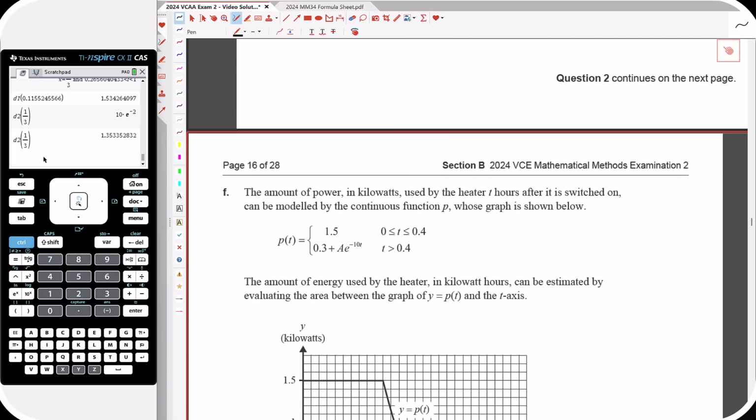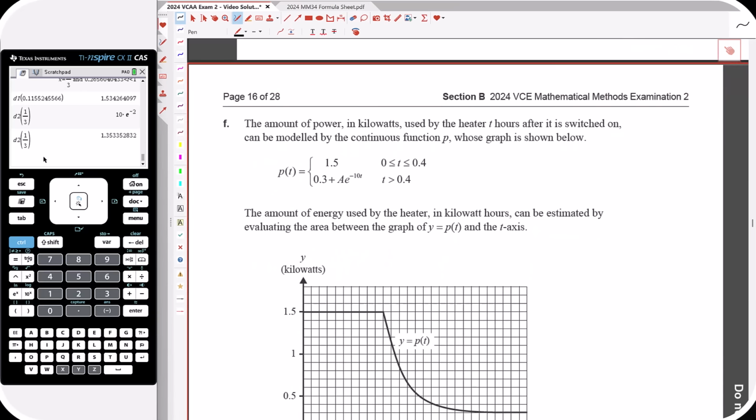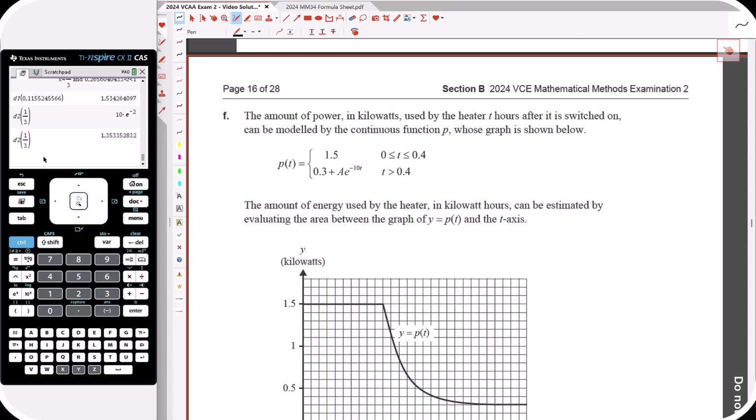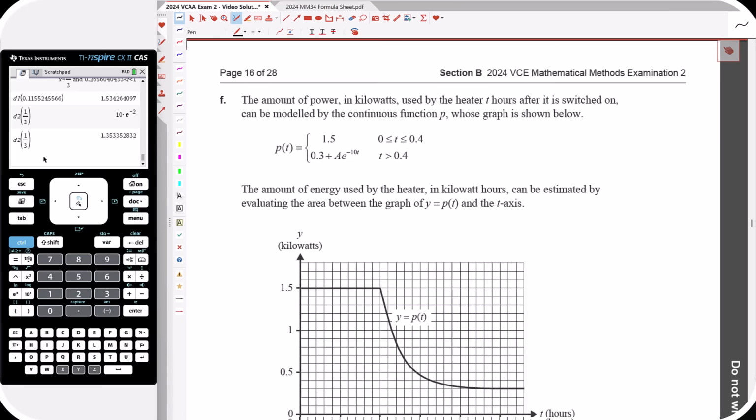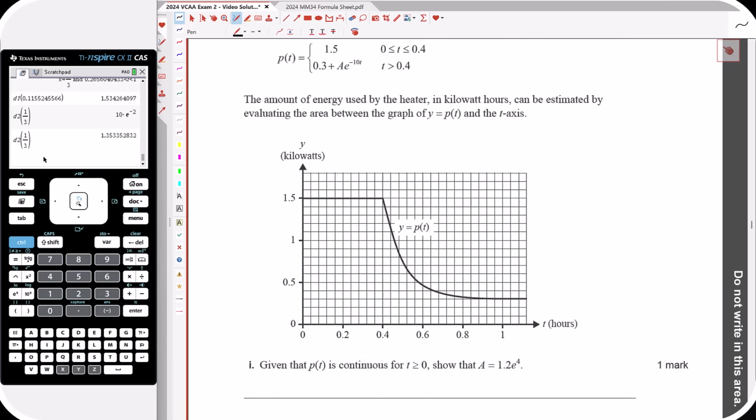Okay, so then we have part F. The amount of power in kilowatts used by the heater after it's switched on can be modeled by this continuous function P, whose graph is shown below. The amount of energy used by the heater in kilowatt hours can be estimated by evaluating the area between the graph of y equals P of t and the t-axis. Okay, given that P of t is continuous for t greater than or equal to 0, show that A equals this.